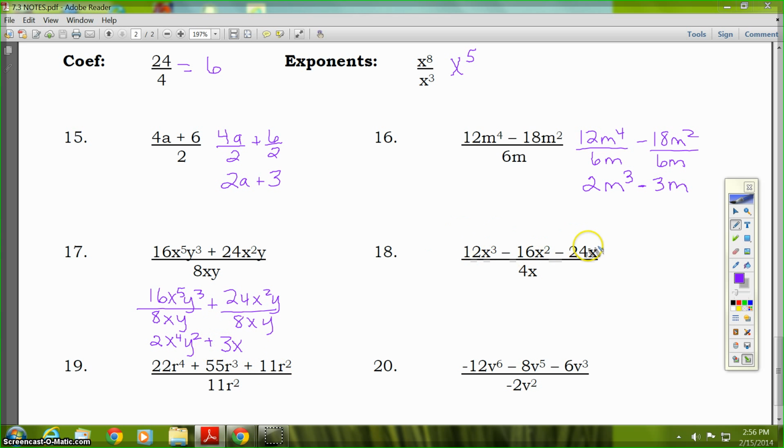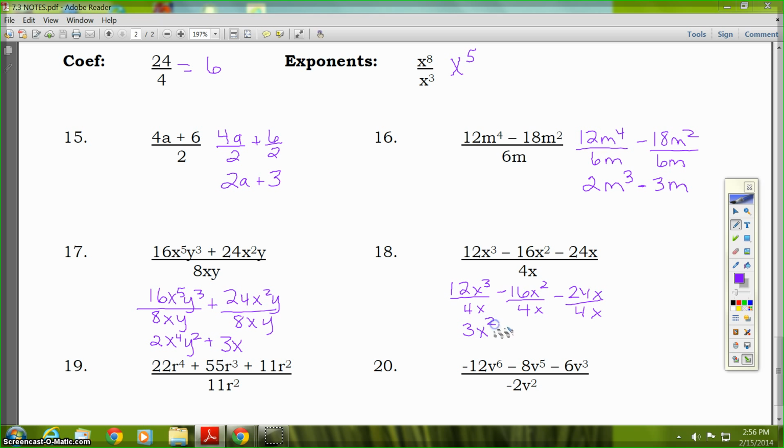Okay, now that I have a trinomial, I'm going to separate all three into the separate terms. So I'm going to have 12x to the 3rd over 4x minus 16x squared over 4x minus 24x over 4x. I'm going to simplify each division problem. So 12 divided by 4 is 3. And again, I'm going to subtract my exponents.